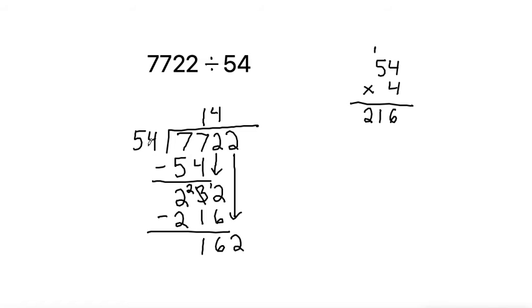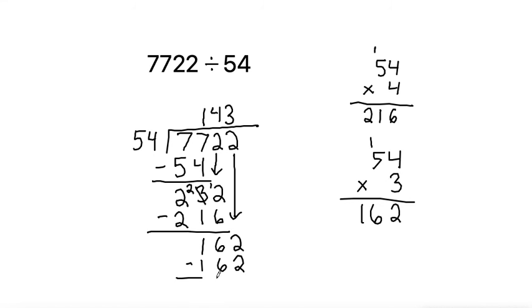Well, let's see. We said that 2 times 54 was 108, and then 3 times 54 is somewhere around 150, so let's try that. 54 times 3 is 3 times 4 is 12, so put down the 2 and carry the 1. 3 times 5 is 15, plus 1 is 16, 162. That matches perfectly. So since we were multiplying times 3, we put that number on top. 3 times 54 is 162. We subtract and get 0.